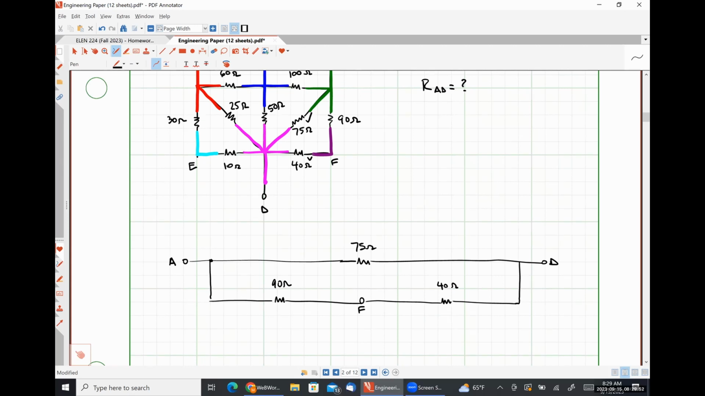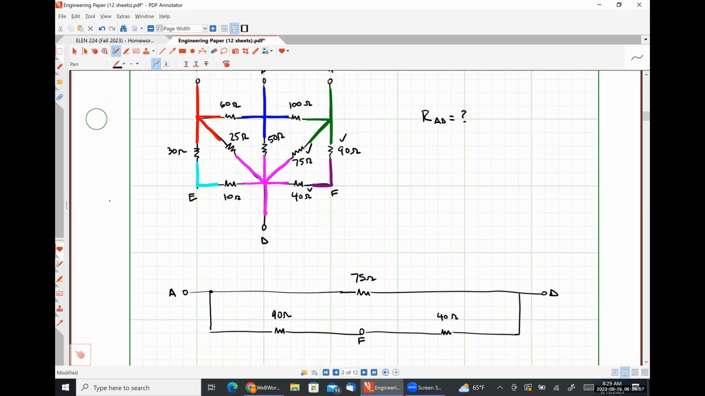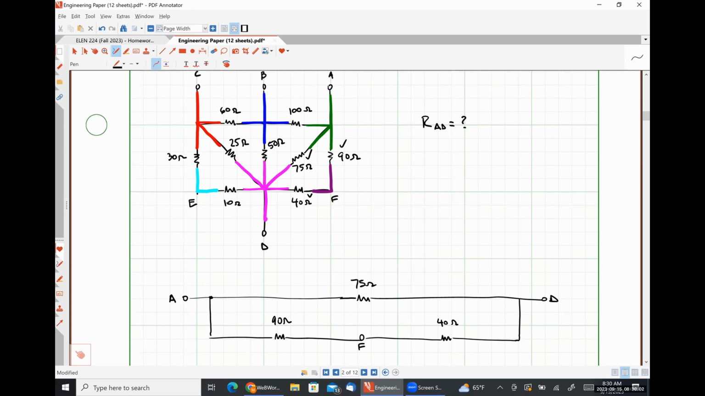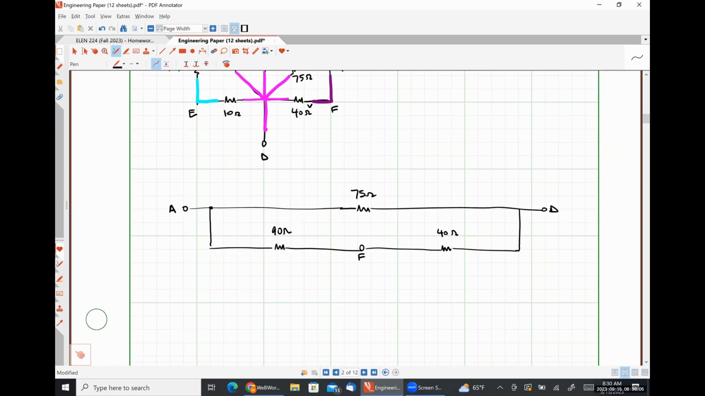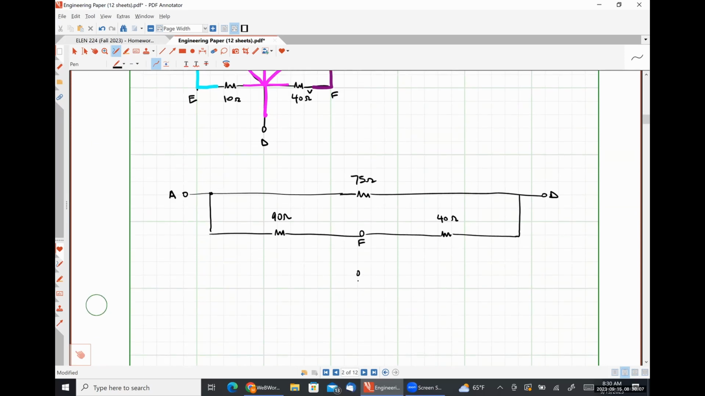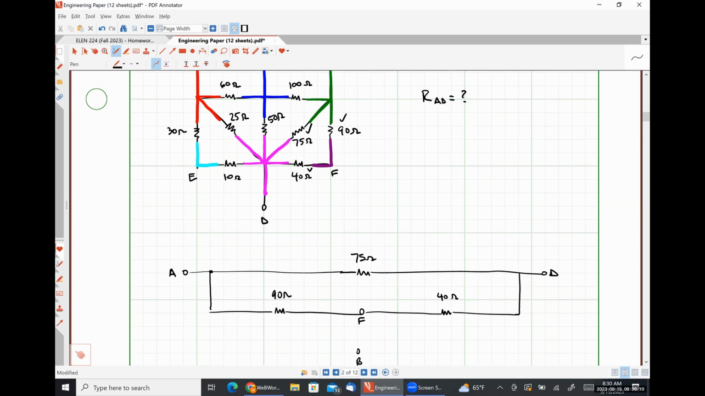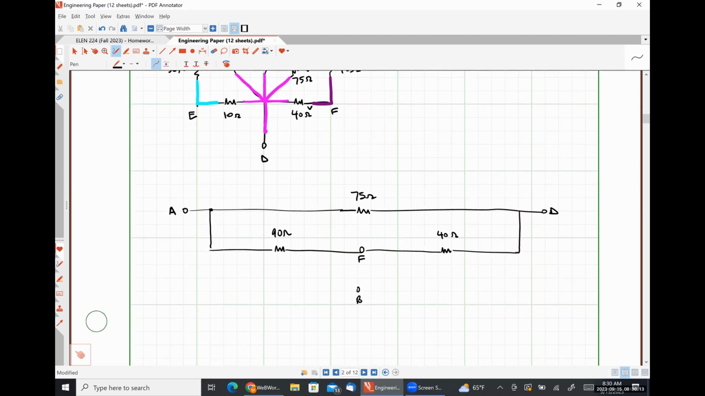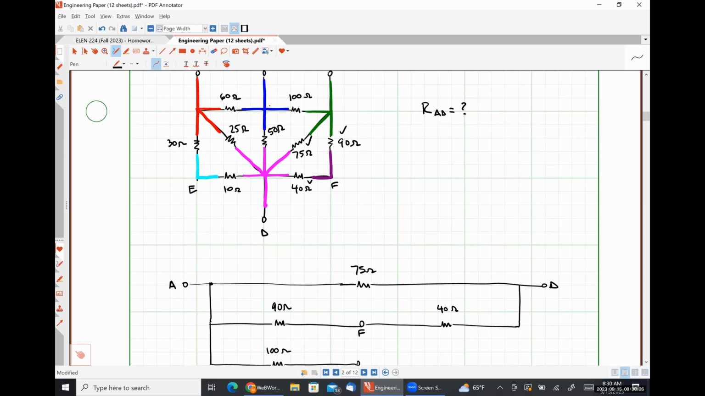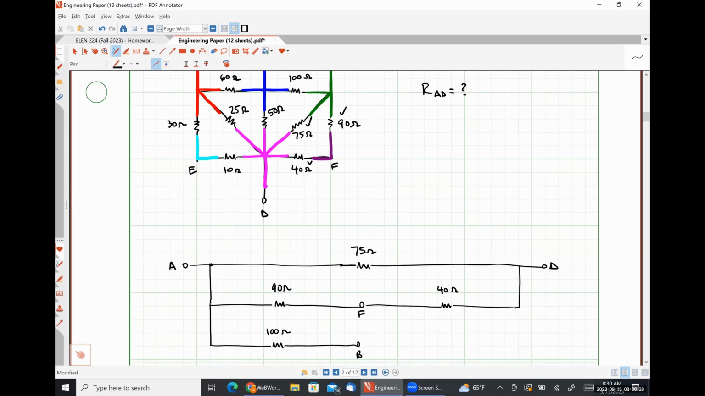And I'm going to put a check mark by both of those. Now, another way that I can go from node A to node D is by going through node B. So I'm going to put B out here. I can go from A to B through the 100 ohm resistor. And then I have lots of choices, right? I can go from B directly to D through the 50 ohm resistor.